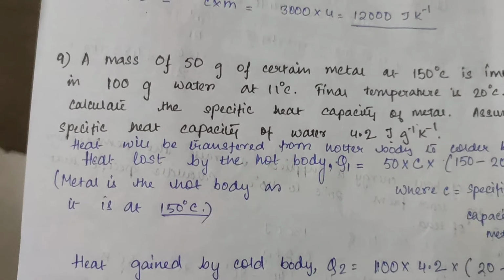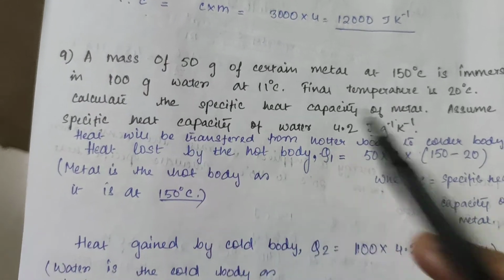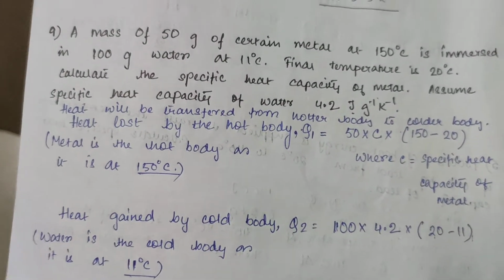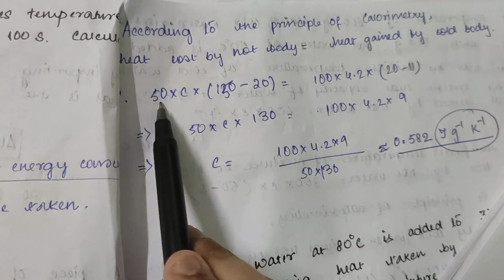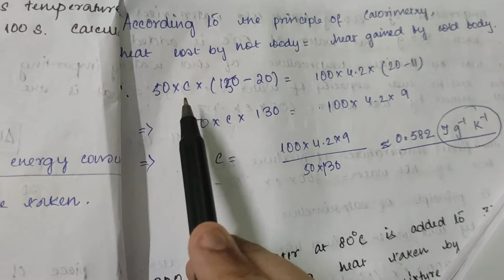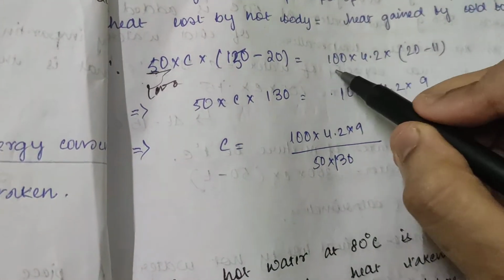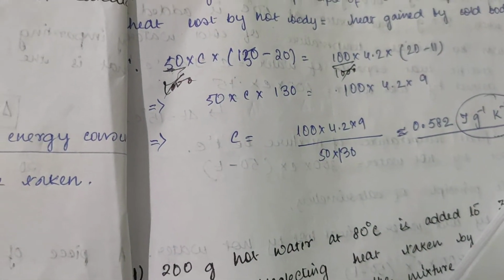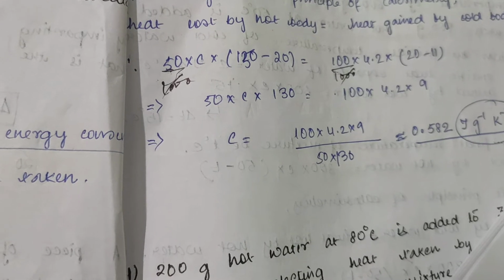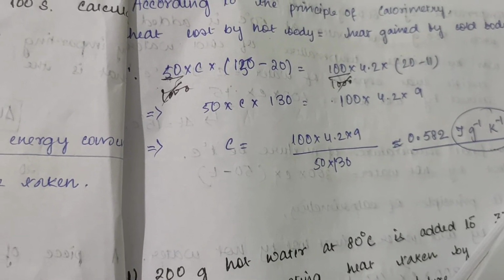And why haven't I converted 50 gram into kg or 100 gram into kg? You can convert and do it. But you know why I haven't? Because 50 gram, if you convert to kg, will be 50 by 1000, and 100 gram to kg will be 100 by 1000. Anyways, it will get cancelled from both sides. So that's why I didn't write that. You can add an additional step to convert. No problem in that.